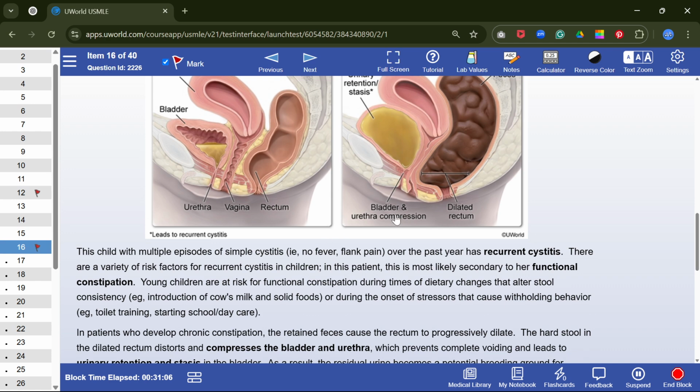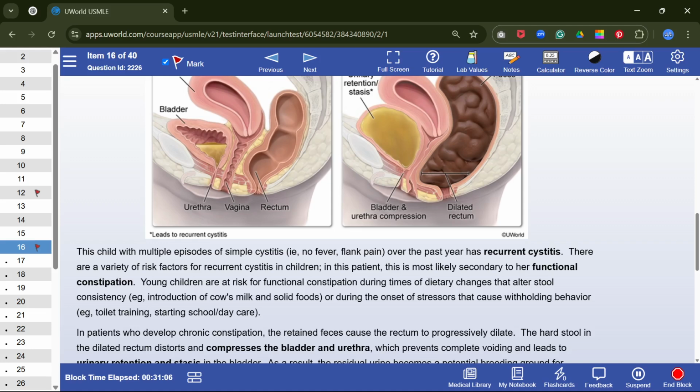This child with multiple episodes of simple cystitis, no fever or pain over the past year, has recurrent cystitis. There is a variety of risk factors for recurrent cystitis in children. In this patient, this is most likely secondary to functional constipation.